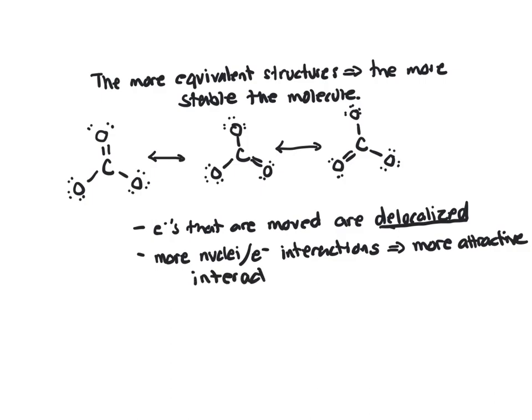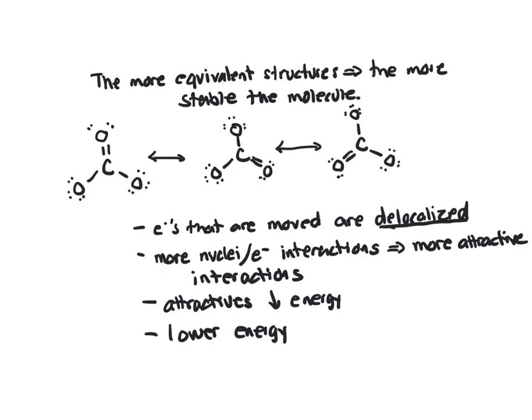And remember that attractive interactions lower the energy of the system. So attractive interactions lower the energy, and lower energy means more stable. So the more equivalent resonance structures, the more those electrons are delocalized or shared with more nuclei. That gives us more attractive energy, and more attractive energy means lower energy, and lower energy means more stable.